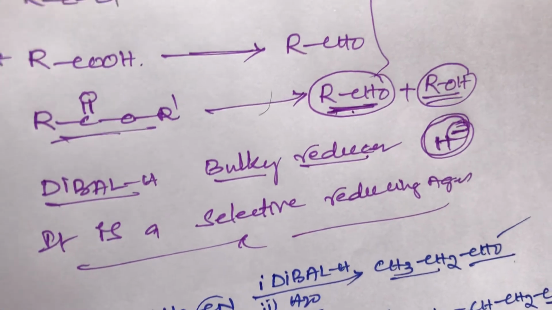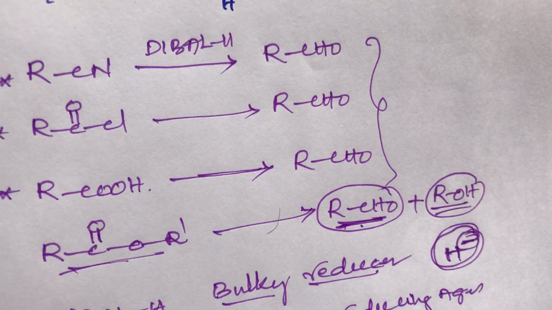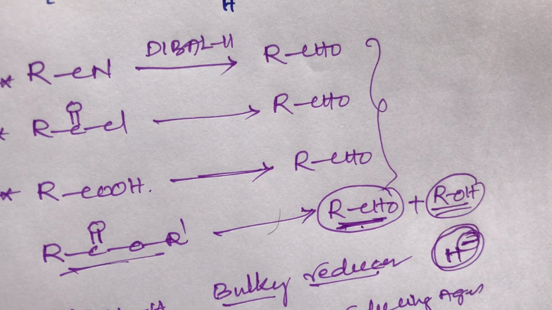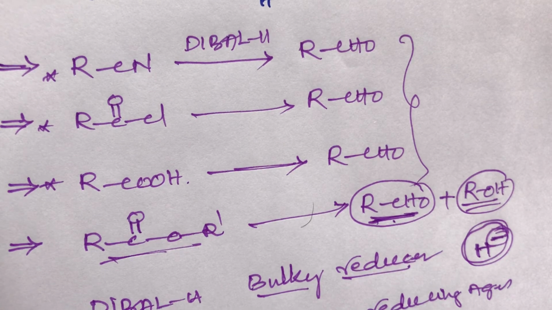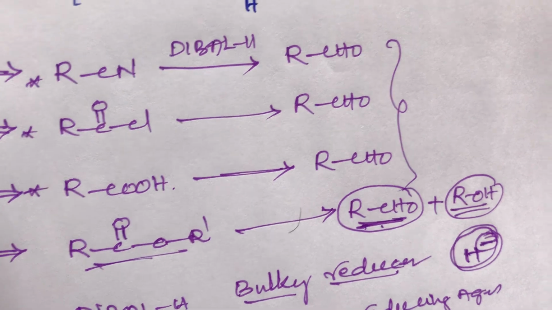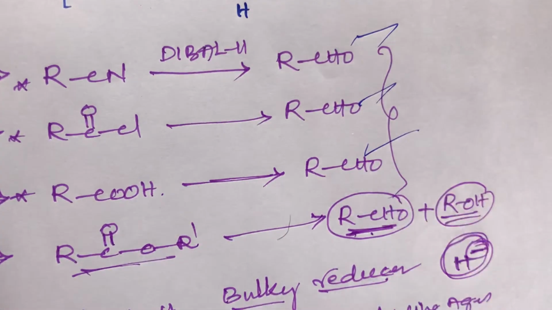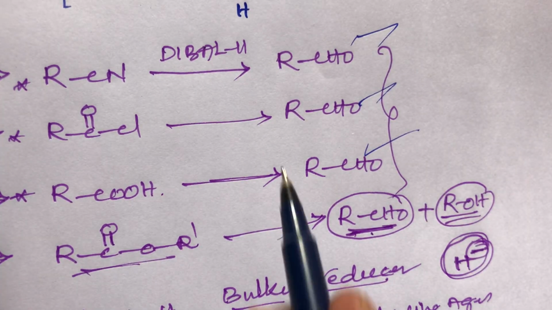These are the dibal properties, students. Dibal, diisobutyl aluminum hydride, acts as a reducer. It can reduce cyano group, acid chloride, acids and esters. All these functional groups give only aldehyde as the product. This is very important, students.